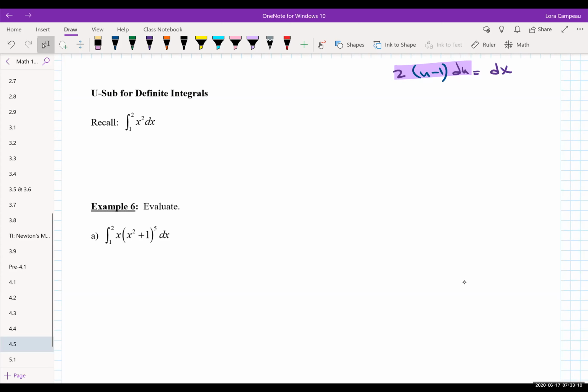Don't forget, reminding us, what do we have? Definite integrals. And with the definite integrals, I want to say the upper limit for x, right? I'll point to that.